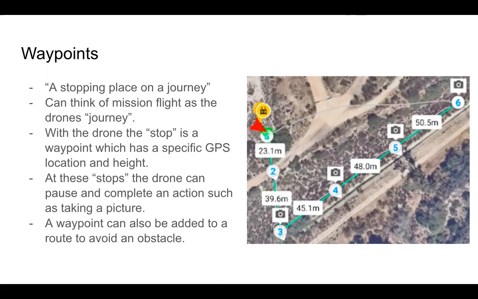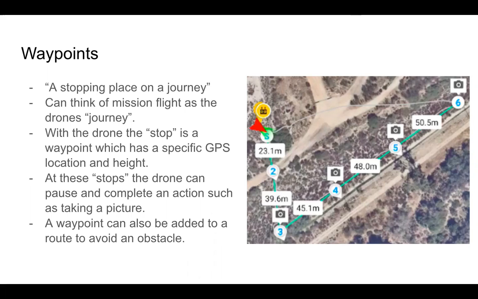And that's actually a pretty good way to describe it in the way we use it with the drone. You can think of our mission flight, our automated flight, as the drone's journey. And the stops are going to be the waypoints that we create, which have a specific GPS location and height. And then at these specific stops, the drone has the ability to pause and complete actions such as taking a photo, starting a video, adjusting the gimbal pitch.